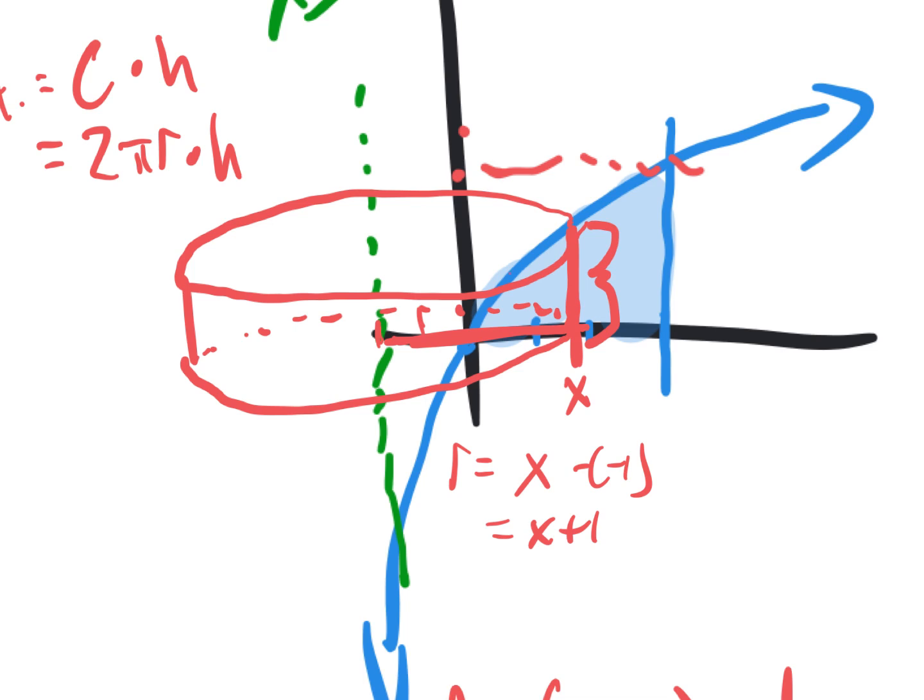Okay, so there's going to be another shell right here, and so on and so forth. All right, so there'll be a whole bunch of shells, and all these shells together will make the figure that we get from revolving this volume. Okay, that's the shell method.